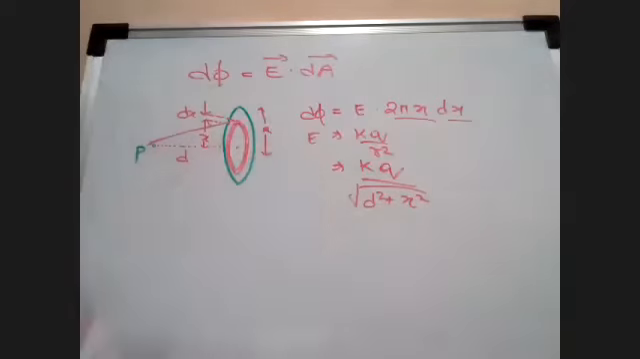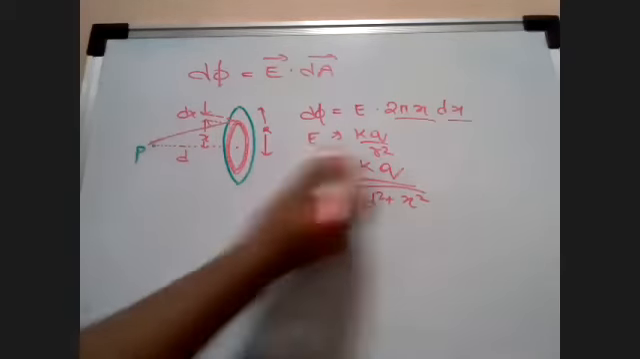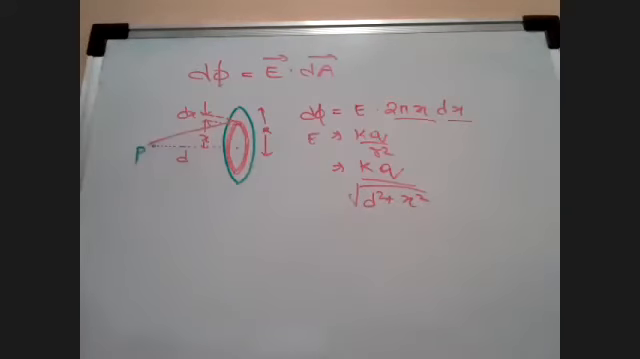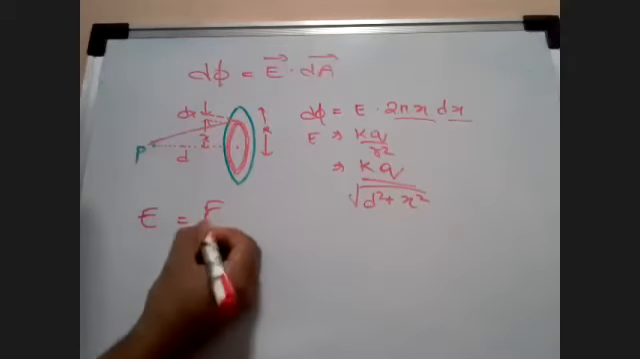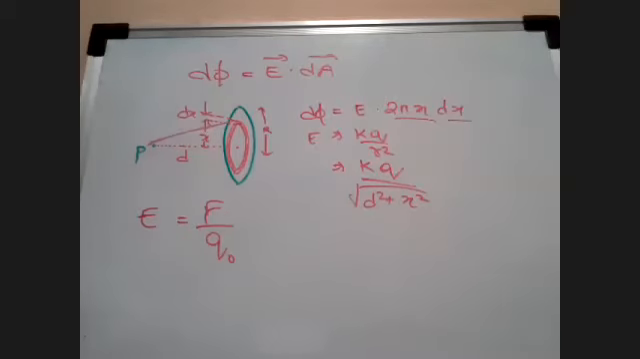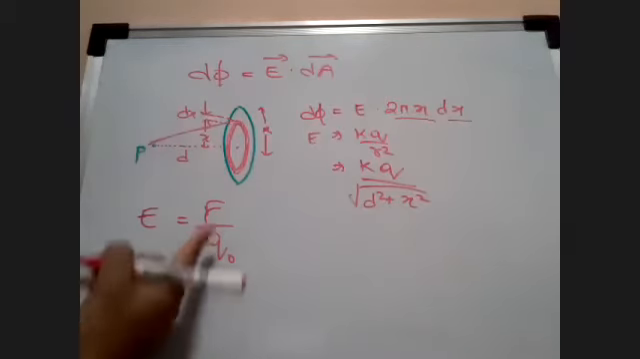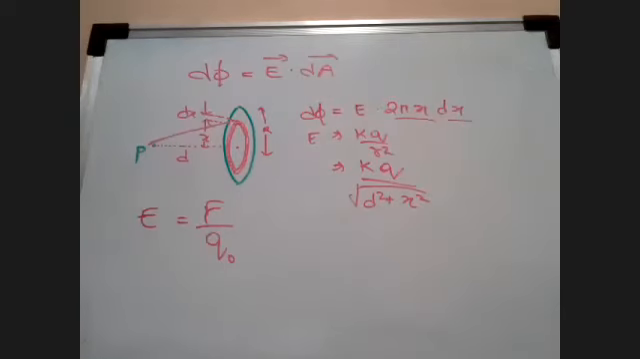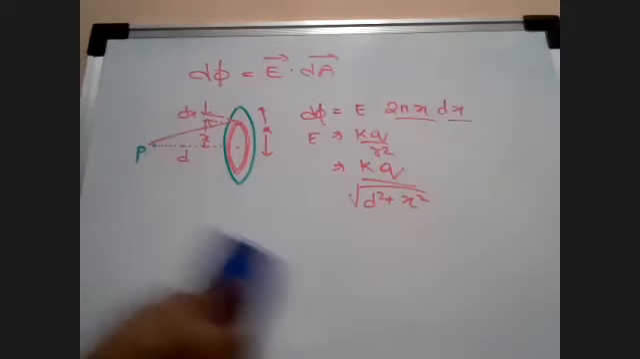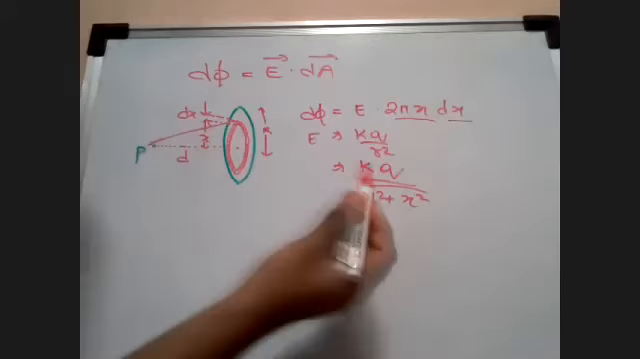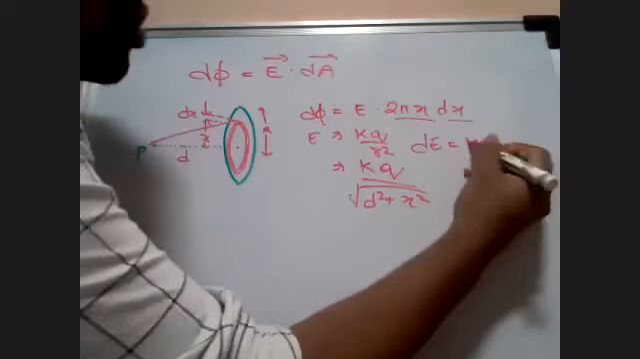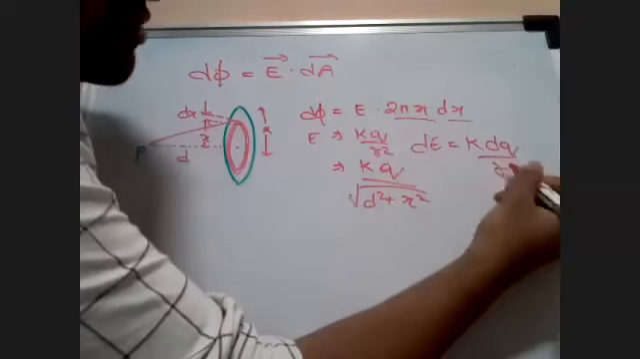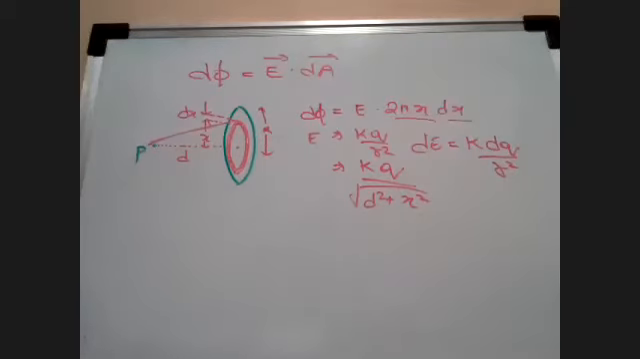Now we have learned that E is equal to kq upon r square. What does that simply mean? I'm just revising again. E is equal to F by q naught, where F is the force felt by the charge q naught upon bringing a test charge in the presence of an electric field. So we get E is equal to kq upon r square. Now we can say that dE is equal to k dq upon r square.